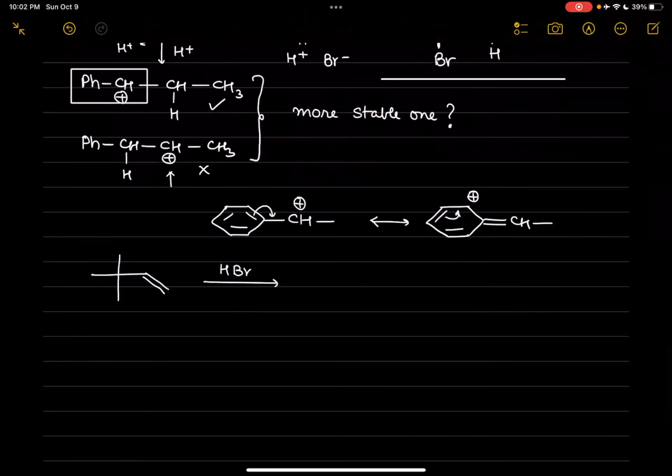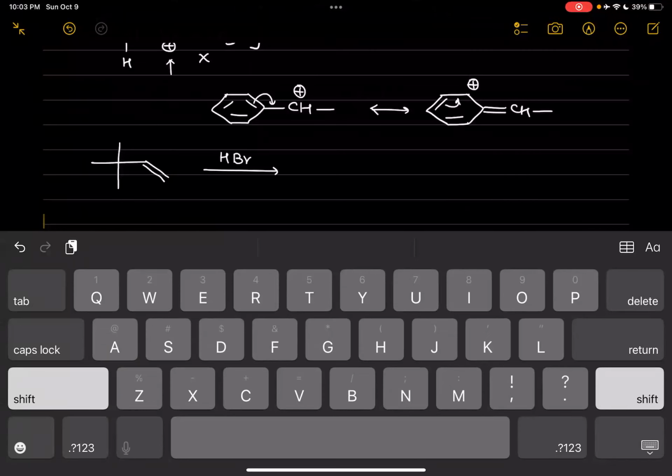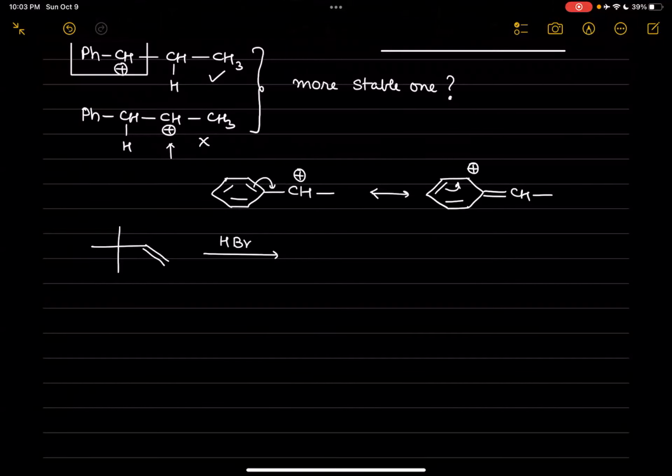And always remember, not only in this chapter, in all the chapters, not for CBSE, for CBSE they don't give you much, but for competitive exams, JEE and everywhere, wherever you have a cation, always check whether a rearrangement is going to happen or not. So this next question is about rearrangement only.